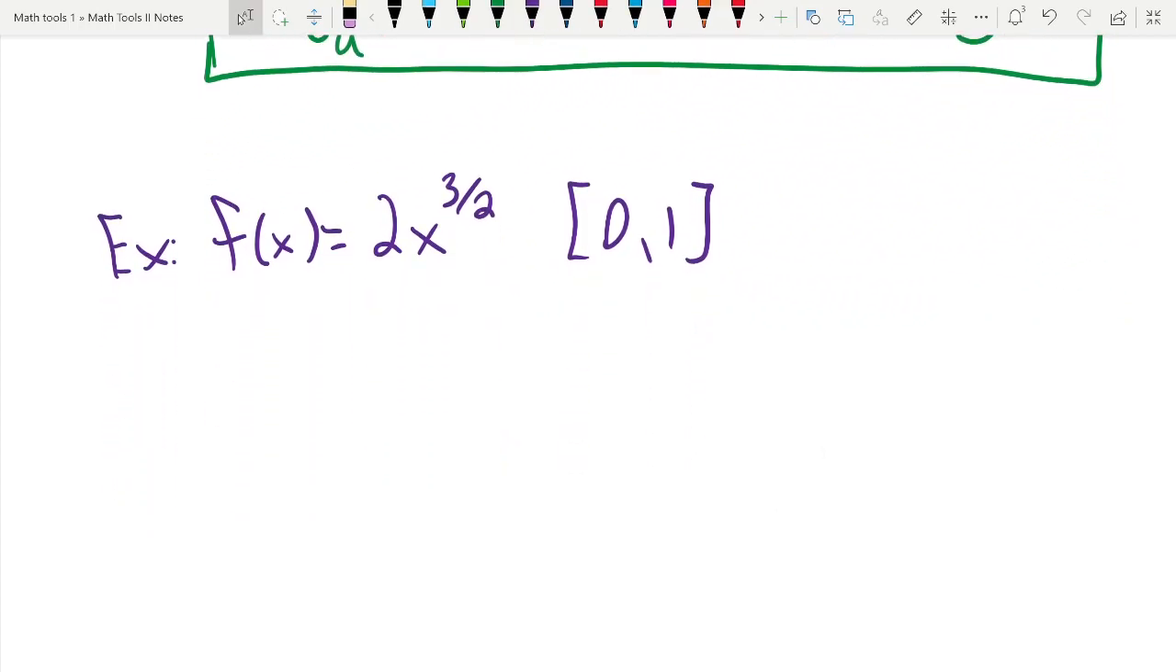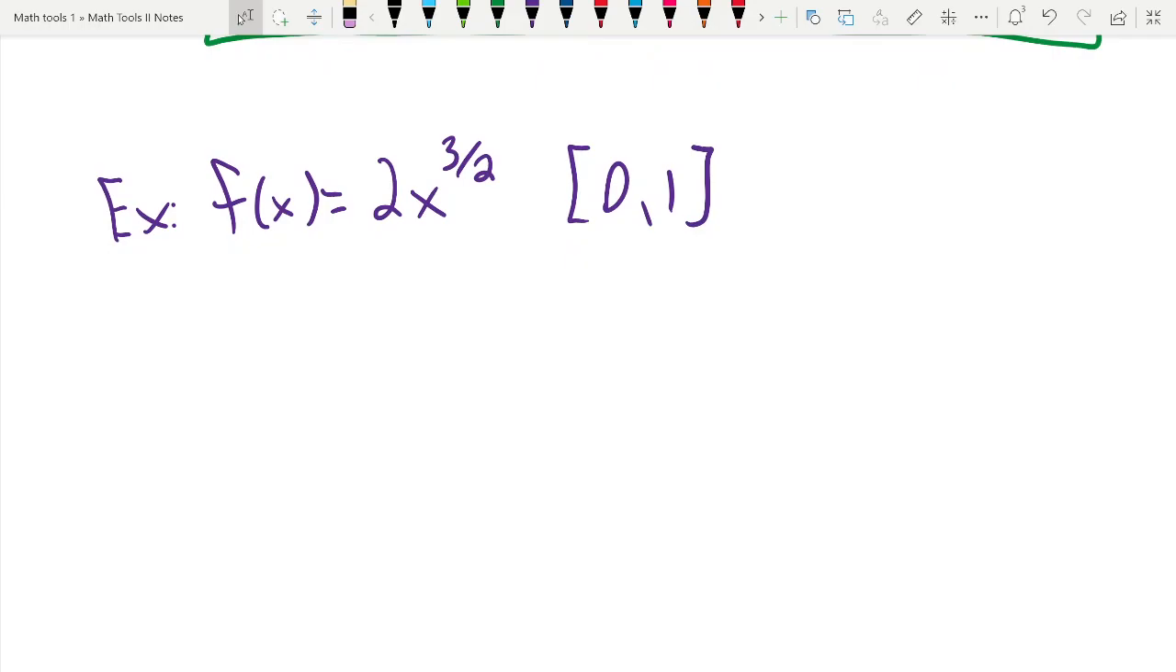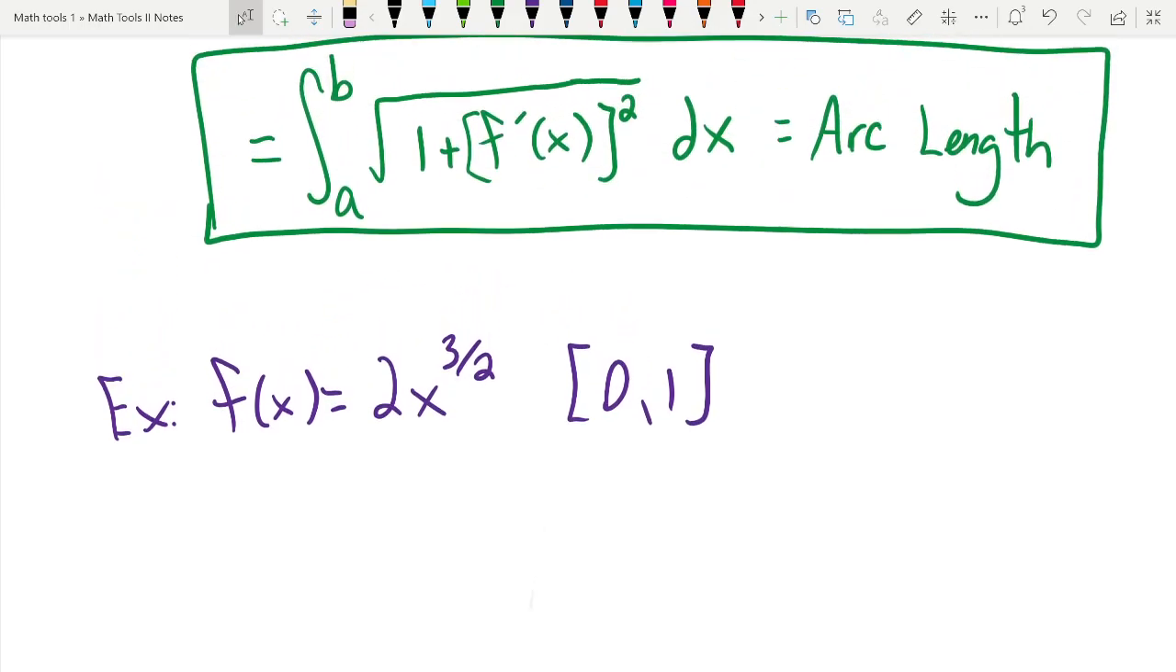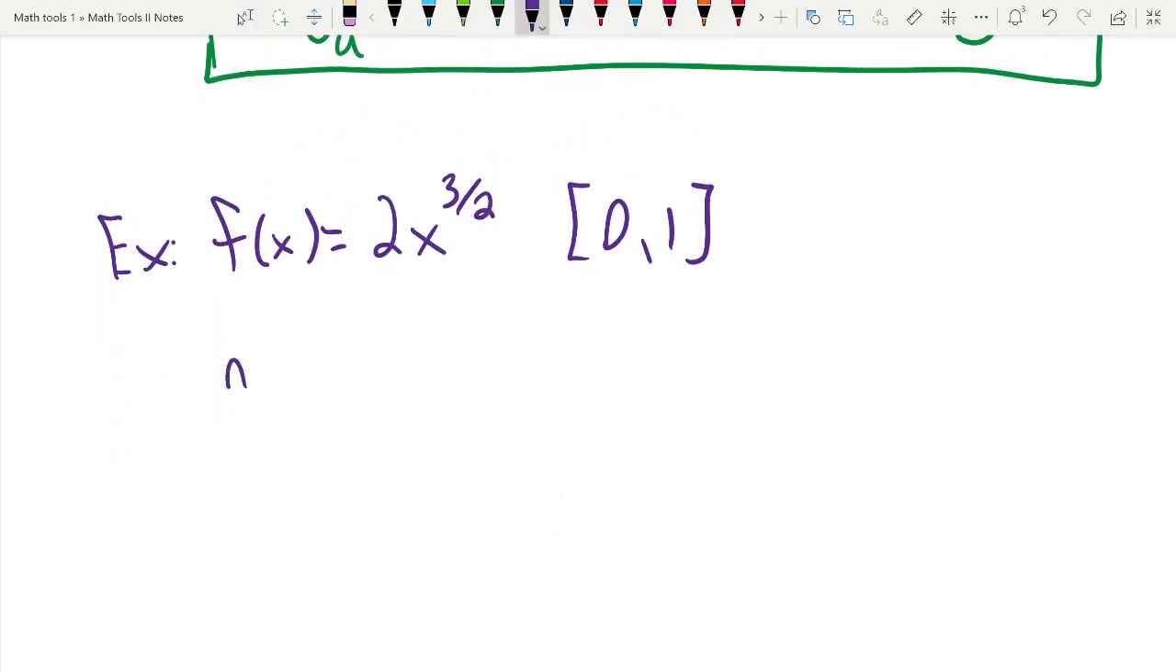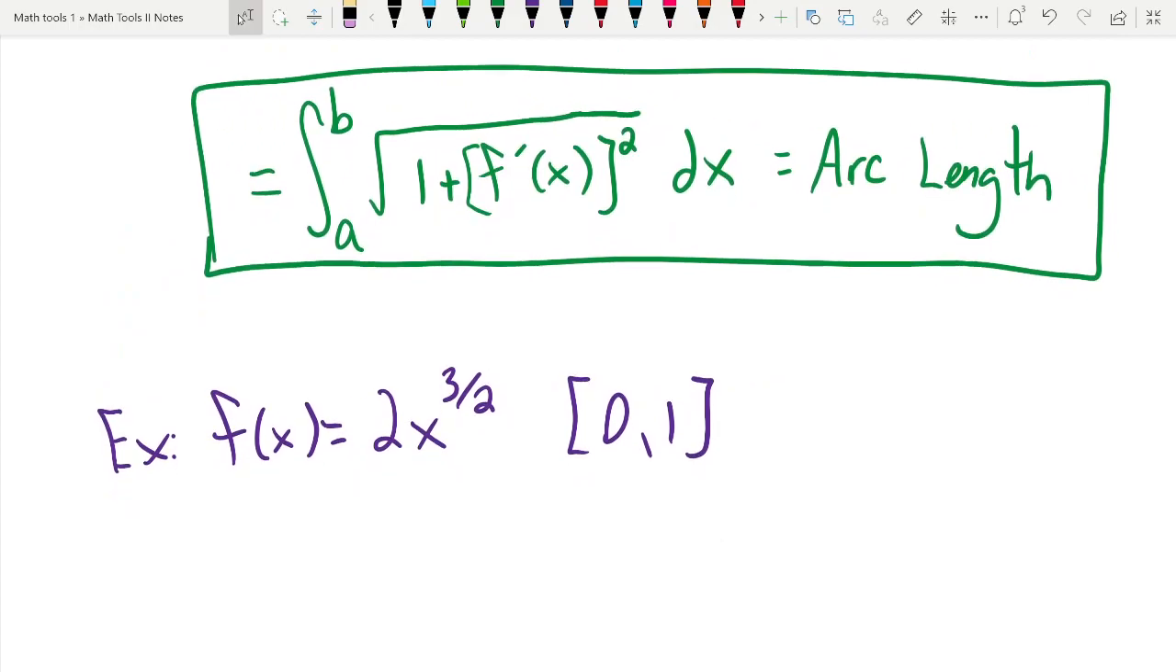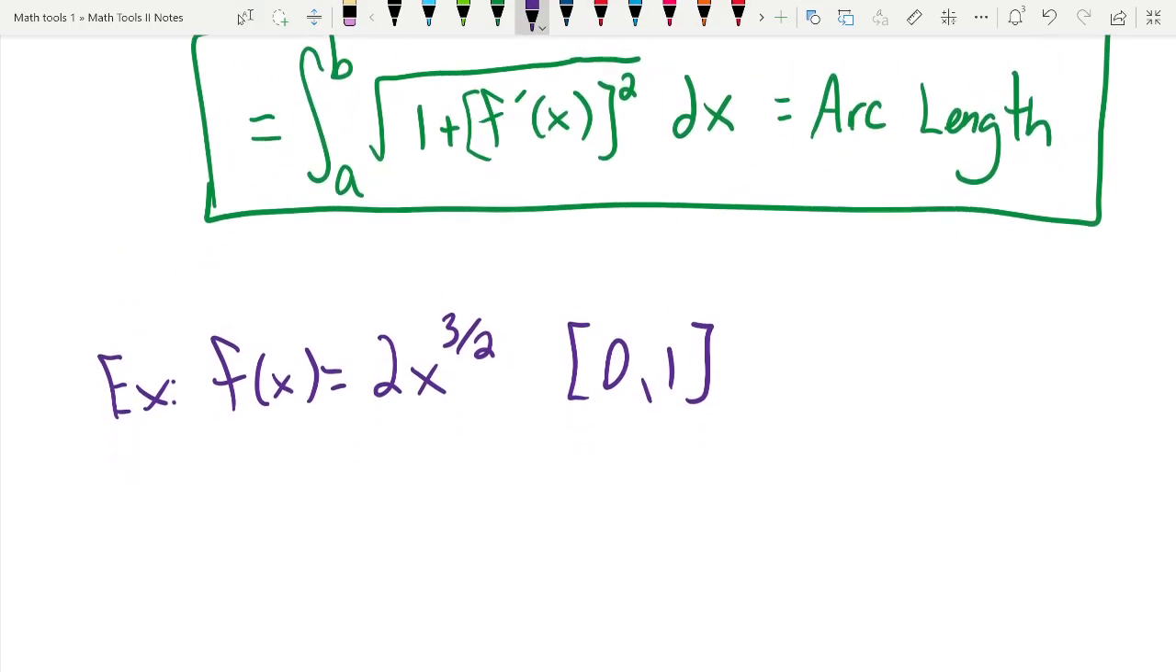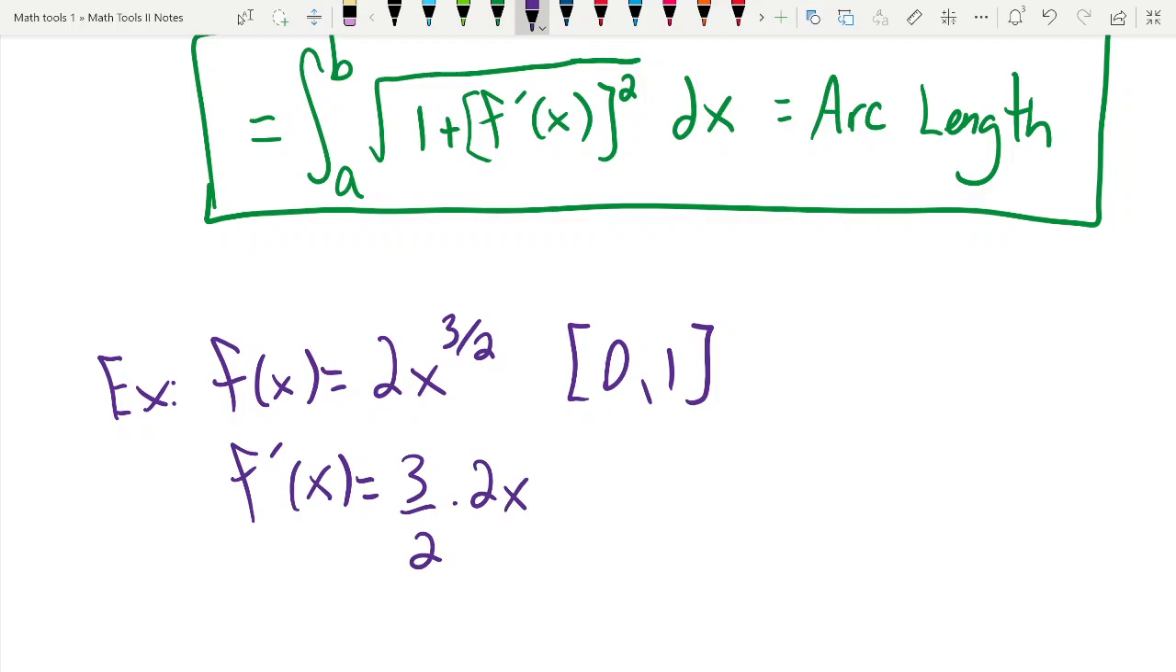So this one should be okay though, so let's try this one. So via this formula here, what we want to do is find the integral from 0 to 1 of, maybe it's good actually to take the derivative first, just so I don't have to write it again. So we're going to need f prime here. So f prime of x is going to be 3/2 times 2x to the 1/2. Okay, so 3x to the 1/2.